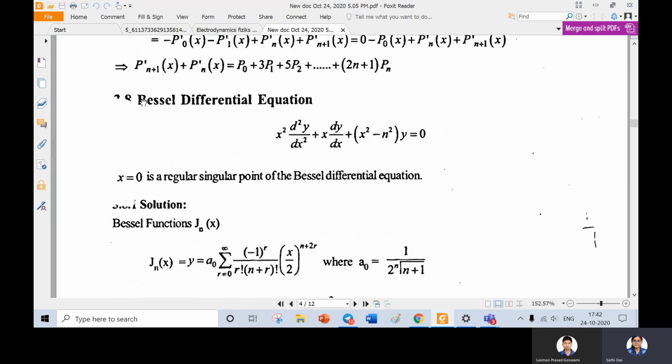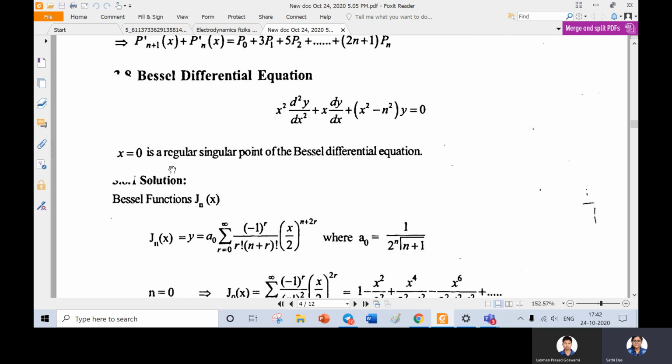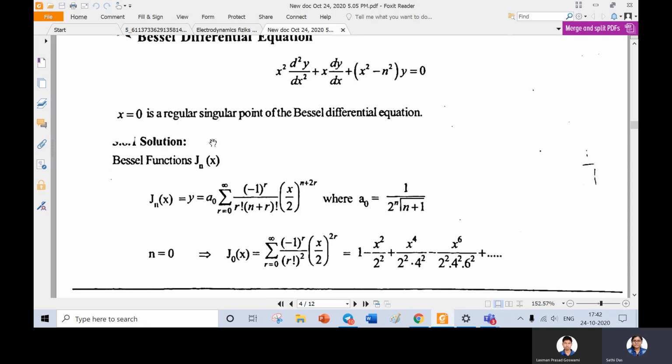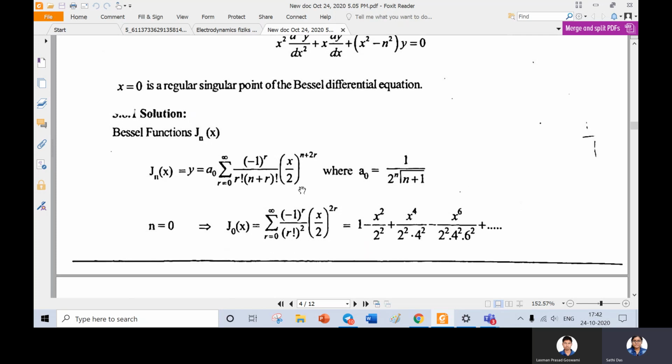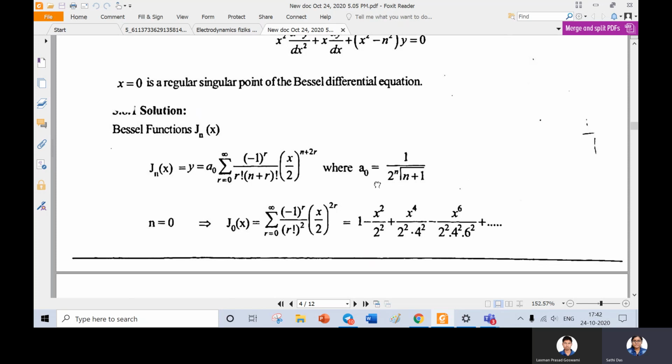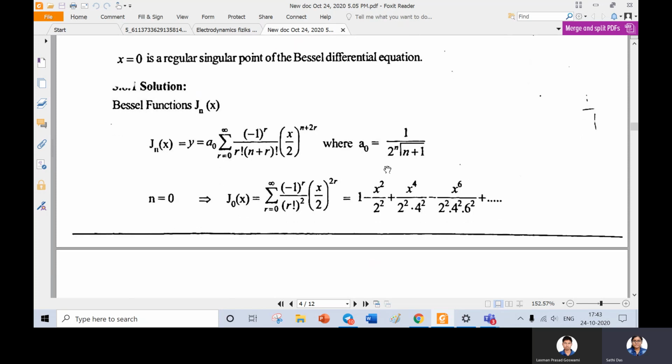Okay. So let us go to another special differential equation, that is the Bessel differential equation. You should remember the form of the Bessel differential equation, that is x square d2y/dx2 plus x dy/dx plus (x square minus n square) y equals 0. And x equals 0 is a regular singular point of the Bessel differential equation. So what is the form of the Bessel function? Jn(x) equals a0 times the sum over r from 0 to infinity of minus 1 to the power r divided by r factorial (n plus r) factorial, (x by 2) to the power n plus 2r, where a0 equals 1 by 2 to the power n gamma (n plus 1).